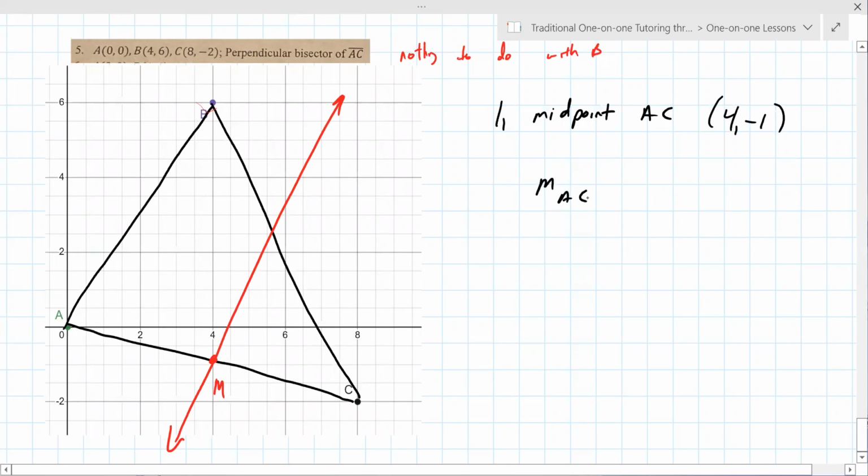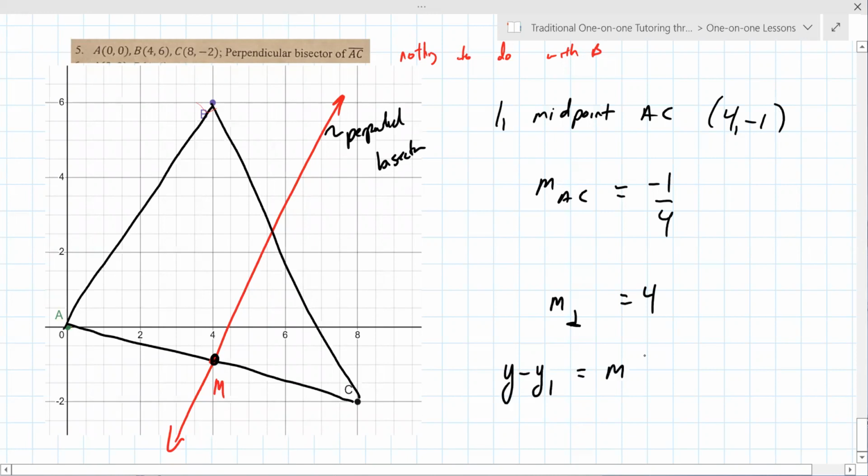Midpoint 4, -1. The slope of AC, so we already did this. It's -1/4. Okay, so we want the perpendicular to it, because this is the perpendicular bisector. So is it just 4? Yes. And then it goes through this point down here that we have.